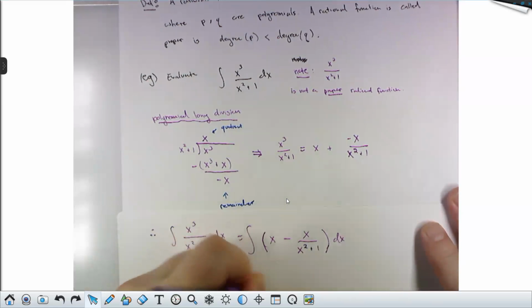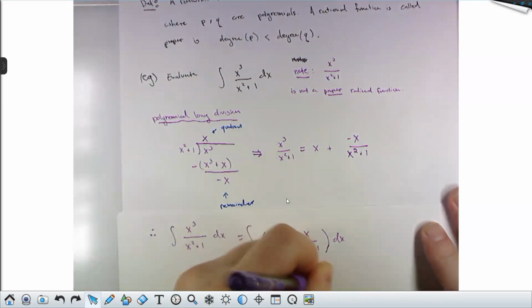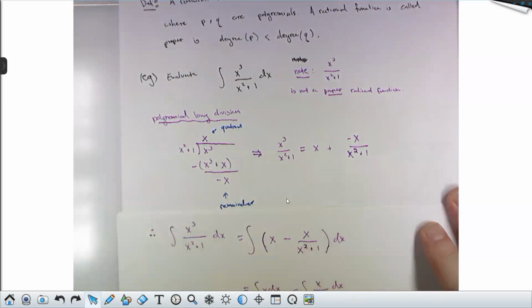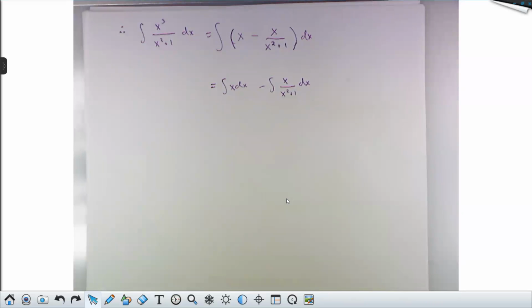Now we'll split up the integral. This is the integral of x dx minus the integral of x over x squared plus 1 dx. And we're going to split that up because they take different techniques. The integral of x dx is not anything special. How do I do this integral? You sub. Sub for what? X squared plus 1. Very good.